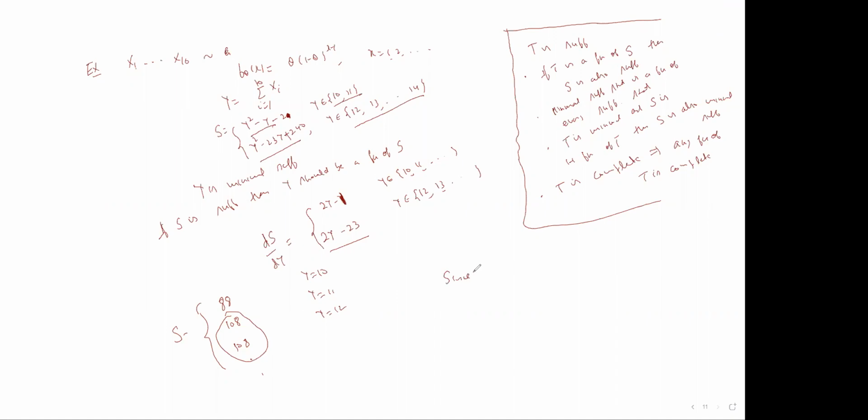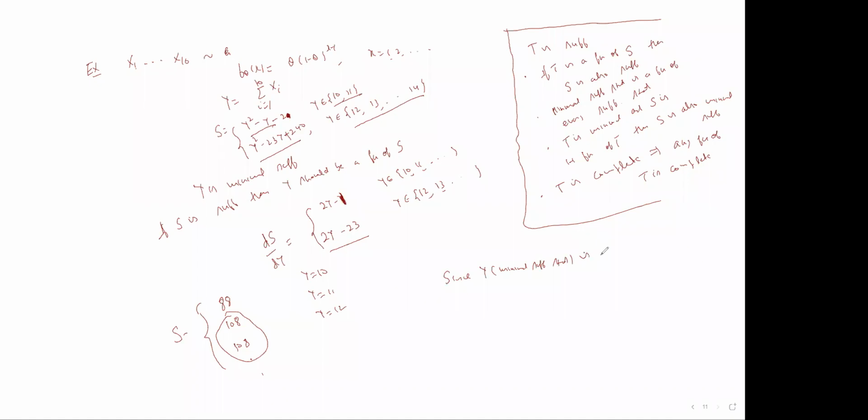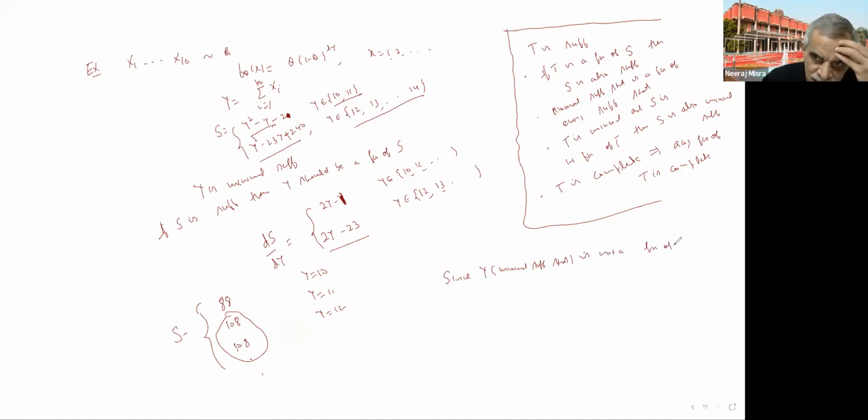Since Y, which is a minimal sufficient statistic, is not a function of S. Why? Because two different points go to the same point, right? You know that S of 11 is the same as S of 12, which is 108. Because if S was a function of Y, two distinct points cannot go to the same point. So given the value of S, you cannot get the value of Y. And since the minimal sufficient statistic has to be a function of every sufficient statistic, this says that S is not sufficient.